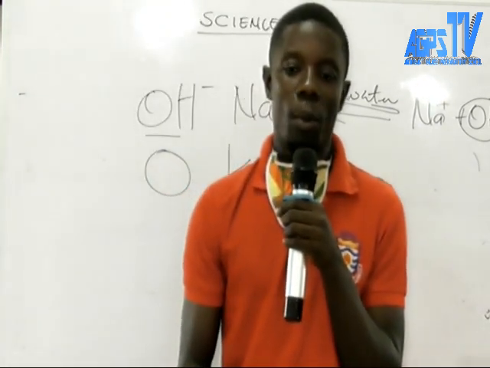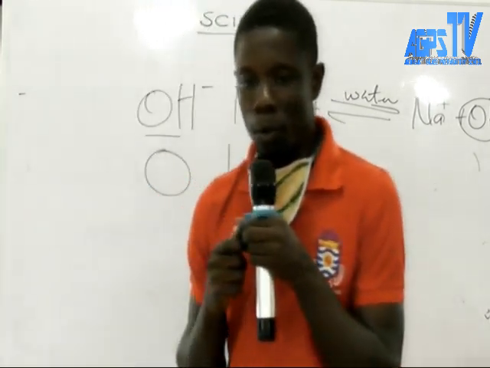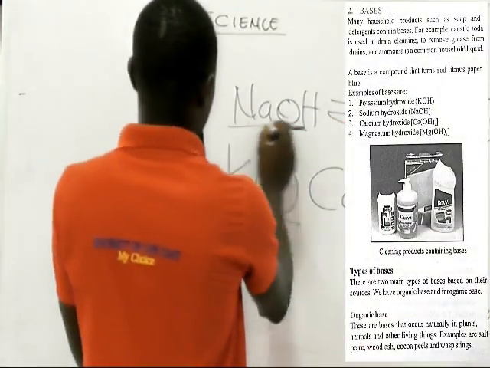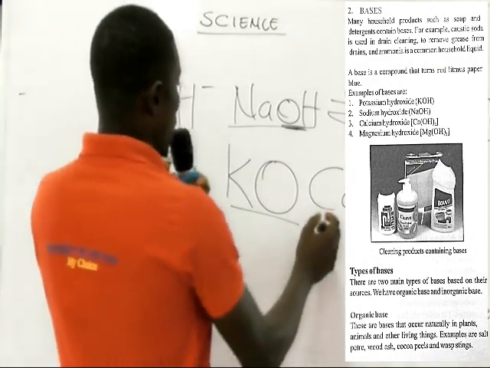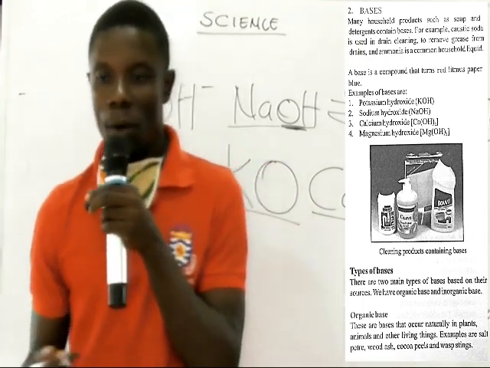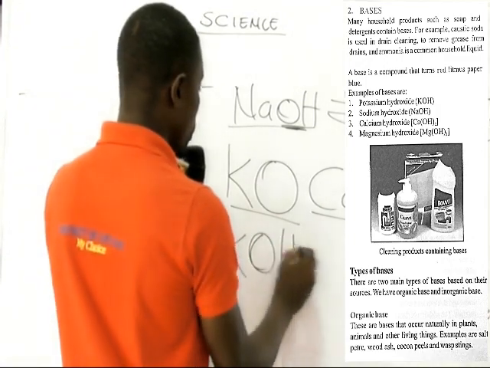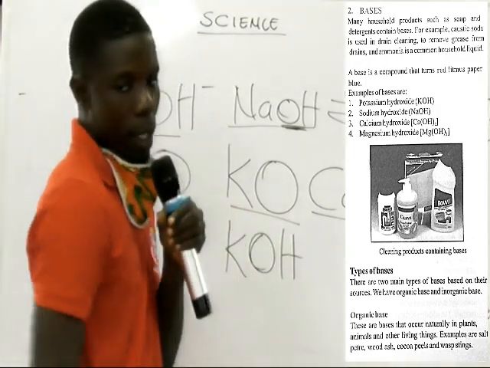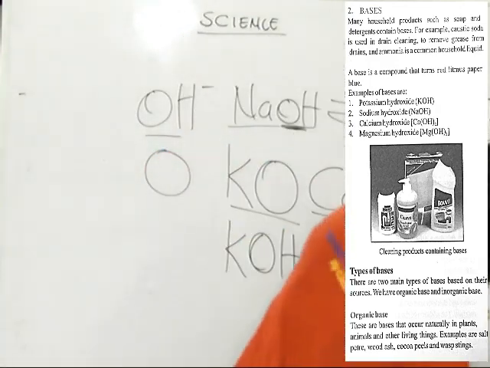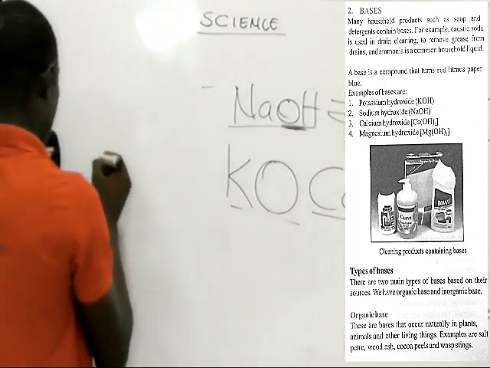Now let's go to some examples of base. I've already written some on the board for you. Examples of base: we have sodium hydroxide, which is a base. Calcium oxide is a base. Potassium hydroxide is also a base. We also have calcium hydroxide.